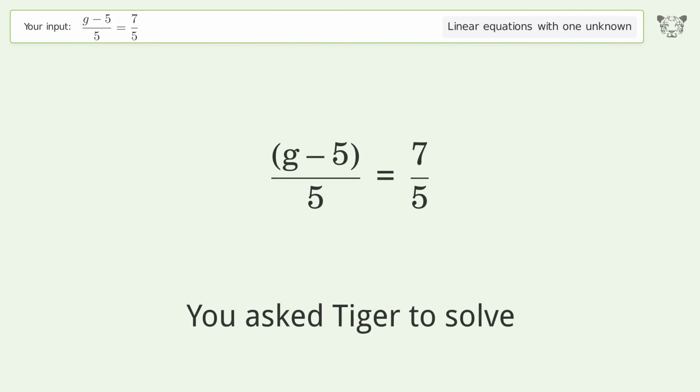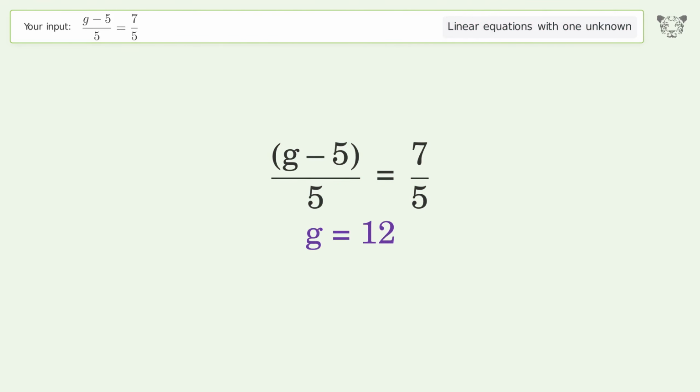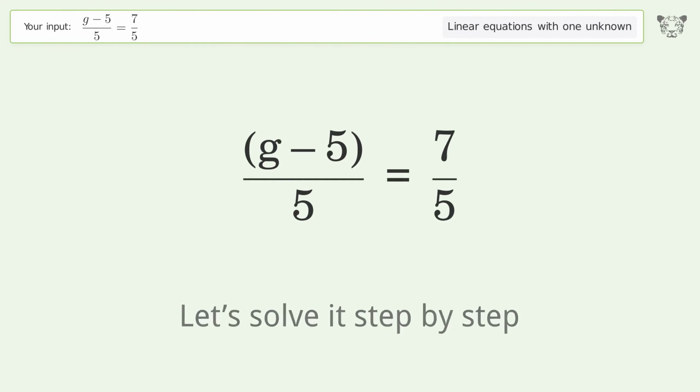You ask Tiger to solve. This deals with linear equations with one unknown. The final result is g equals 12. Let's solve it step by step.